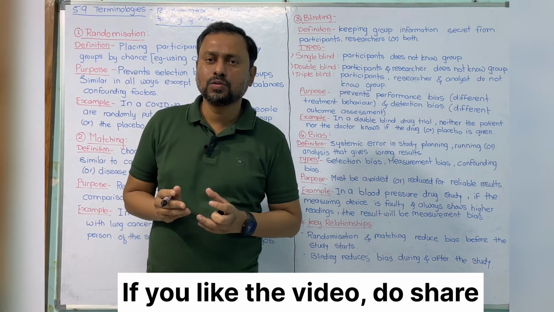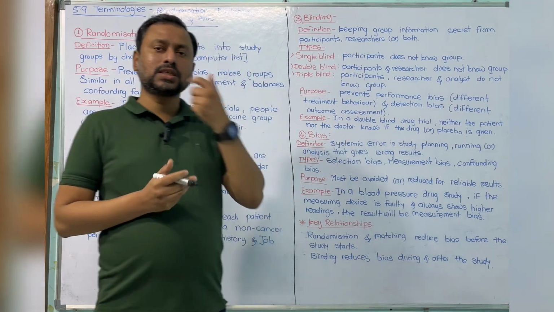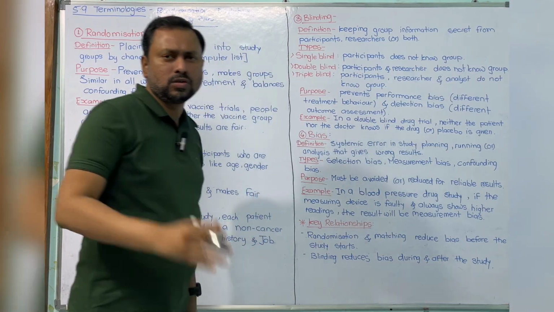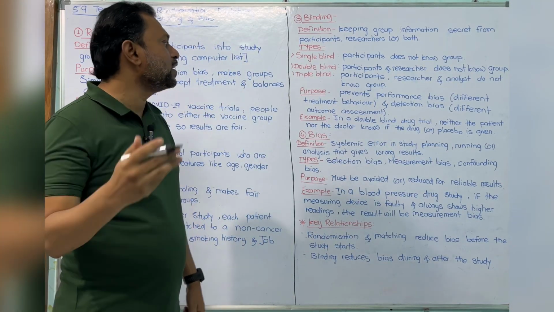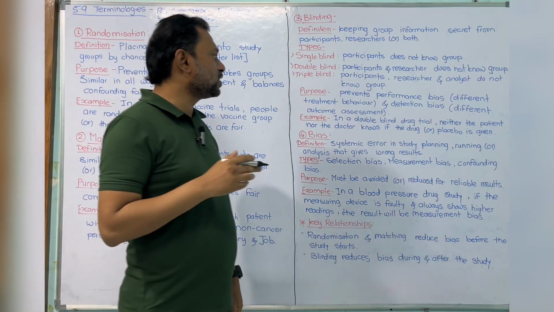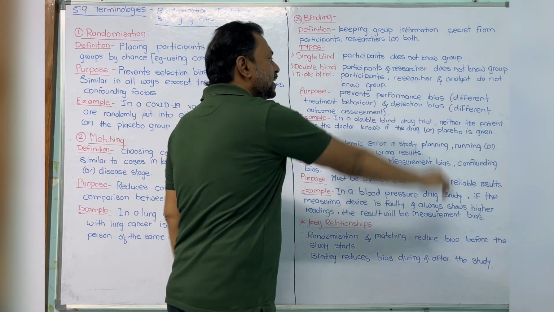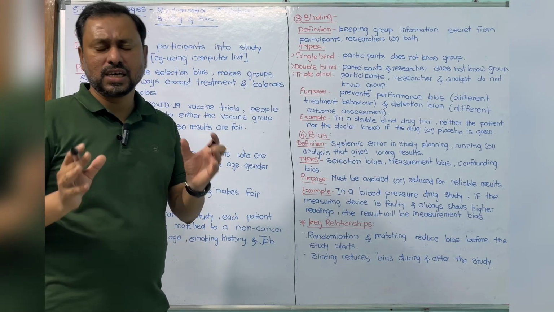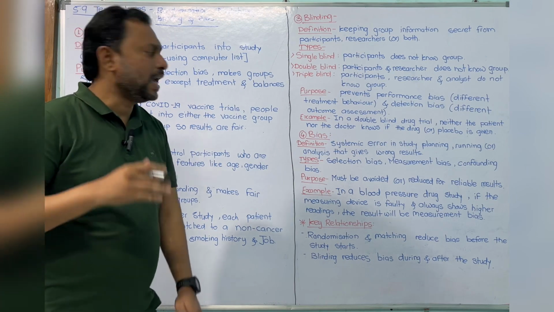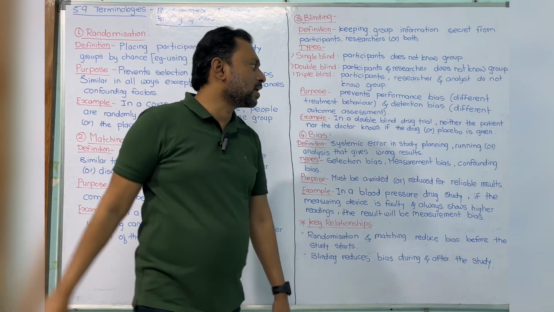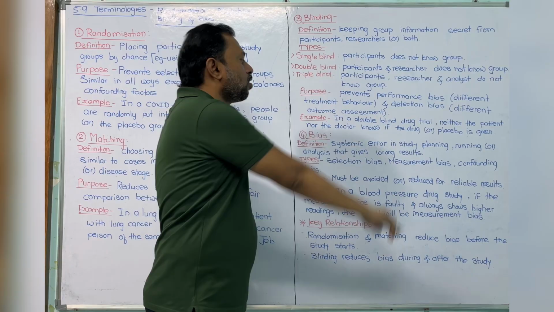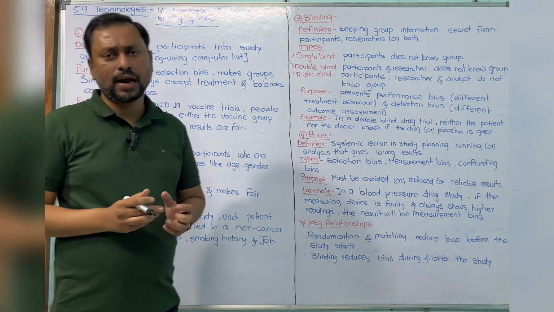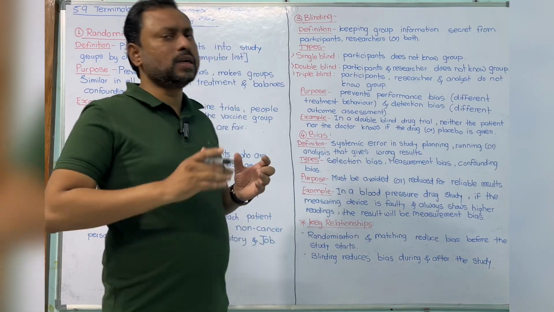Next is the purpose. What is the intention behind blinding in research? It prevents performance bias, meaning different treatment behaviors and the behaviors of participants. It also prevents detection bias, meaning different outcome assessment. An example is in double blind drug trials, where neither the patients nor the doctor know if the drug or placebo is given. This is a very good example of double blind.